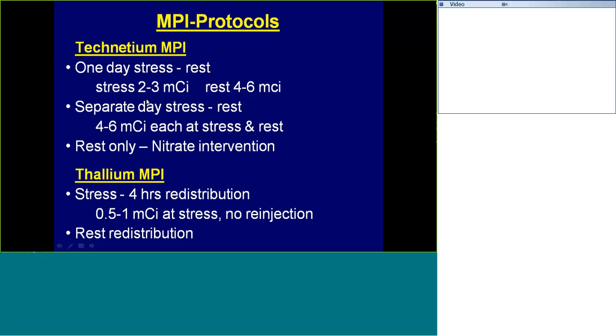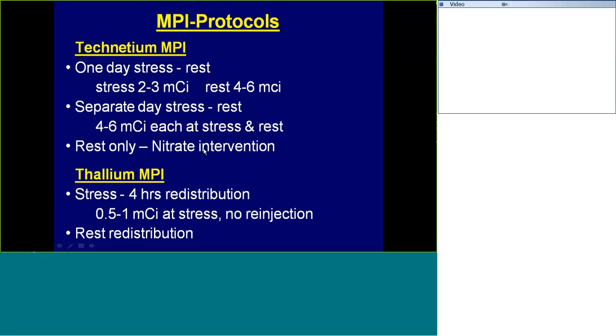Here I have given, when you use 2 millicurie, you will be injecting 4 for the rest, and if you inject 3 millicurie of technetium in the morning for the stress procedure, you will be re-injecting the patient with 6 millicurie in the evening for the rest procedure. But if you are doing a separate day procedure, then you can inject a higher radioactivity. What is the advantage of higher radioactivity? Your image quality will be better, and also your gated images will be better. But having said that, you can get an excellent quality image even with this one day stress rest protocol, where you are injecting only 2 millicurie in the morning and 4 millicurie in the afternoon.